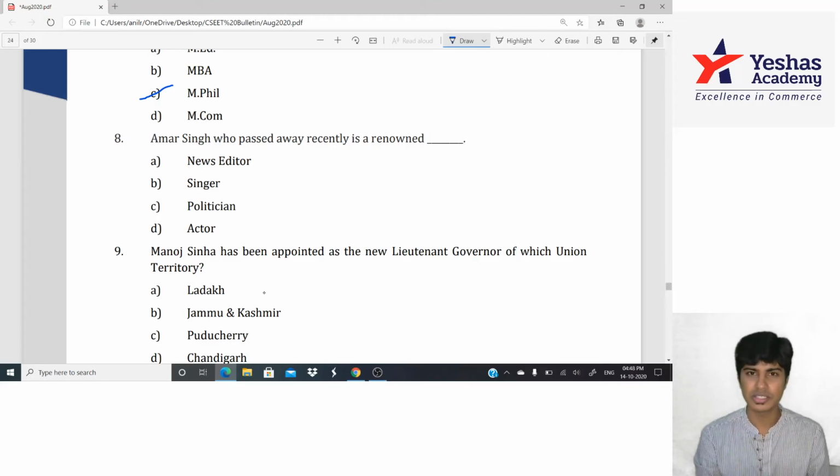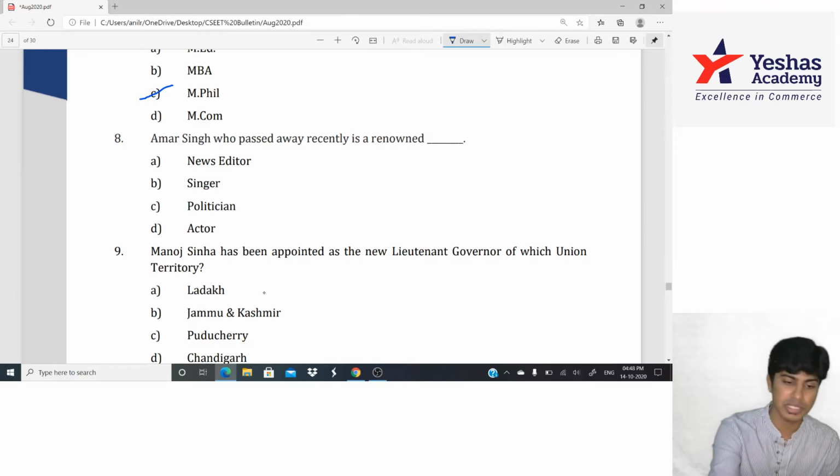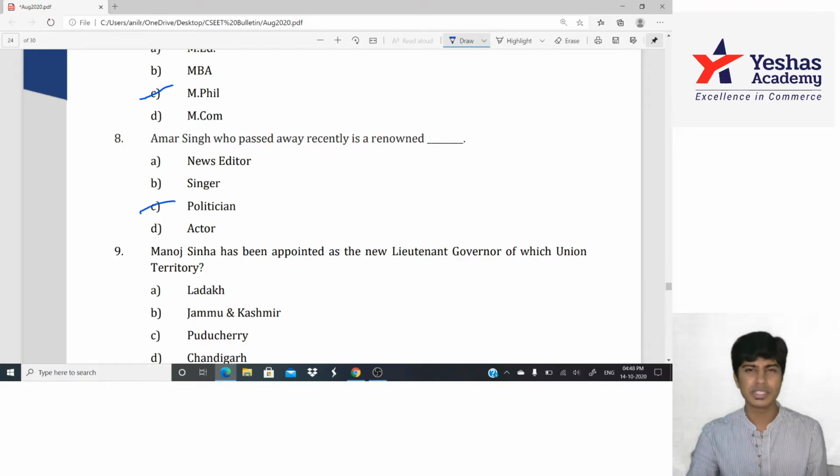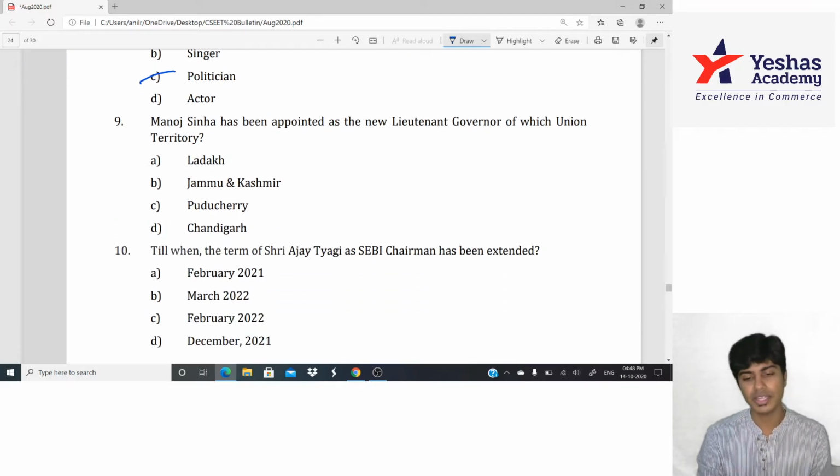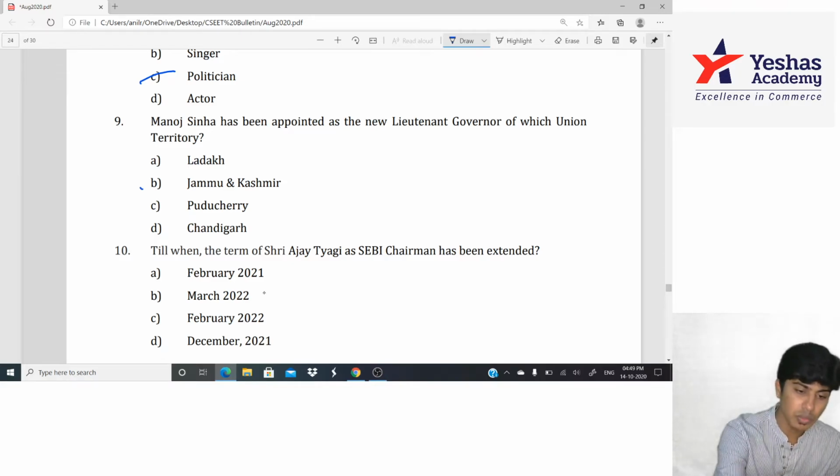Yeah, deep condolences and my heart cries for their family. So who's this guy? This guy was a politician from the Samajwadi Party, basically from the state of Uttar Pradesh, who died recently. Then Manoj Sinha has been appointed as the new Lieutenant Governor of which Union Territory? It is Jammu and Kashmir.